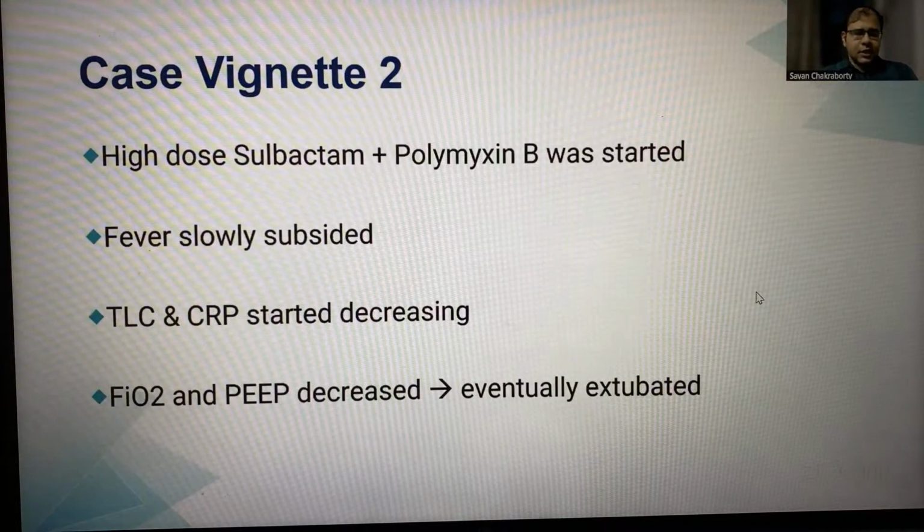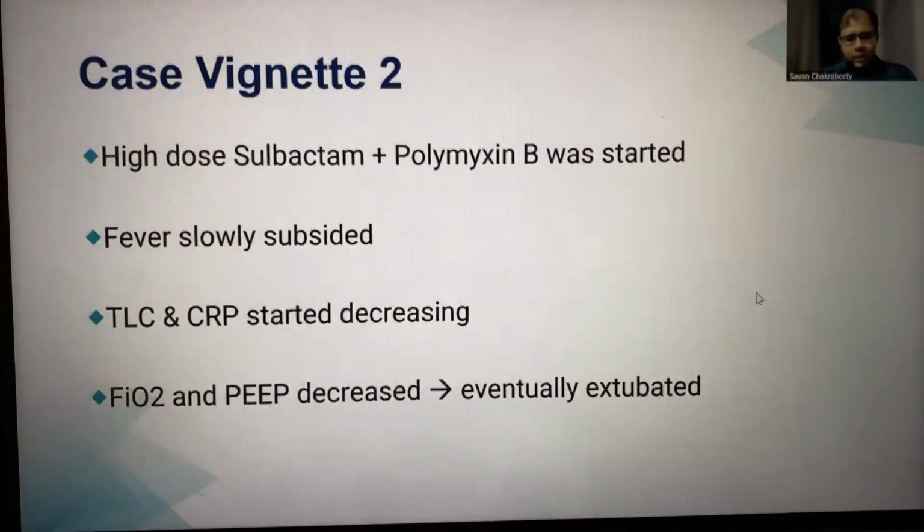So in this case, we started a high dose sulbactam with polymyxin. The fever subsided and the counts started decreasing, and the patient got better and was eventually extubated. So high dose sulbactam and polymyxin combination can be used for carbapenem-resistant Acinetobacter. If the minocycline is susceptible, high dose sulbactam with minocycline would be a better choice, because you can avoid polymyxin in that case. That combination is always better, but in this case the minocycline was resistant.